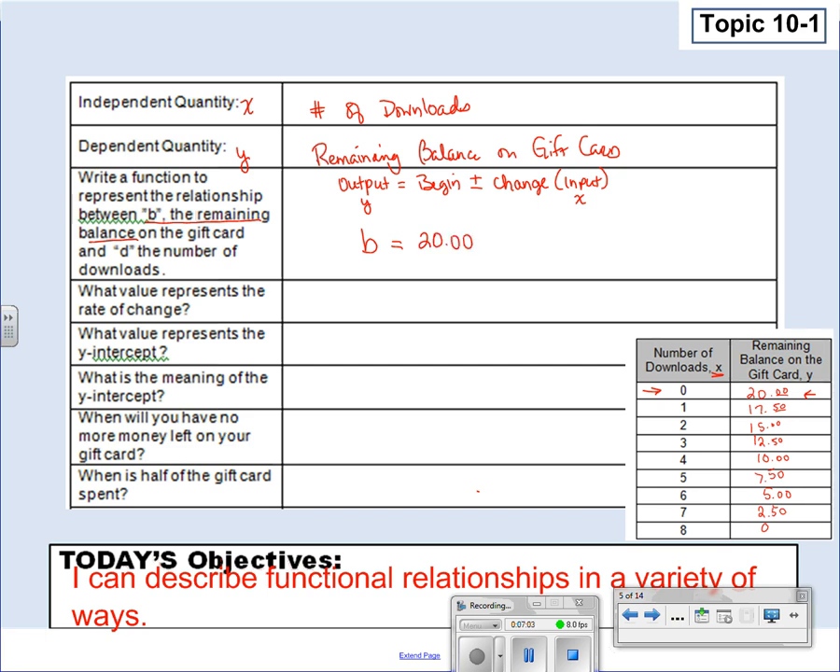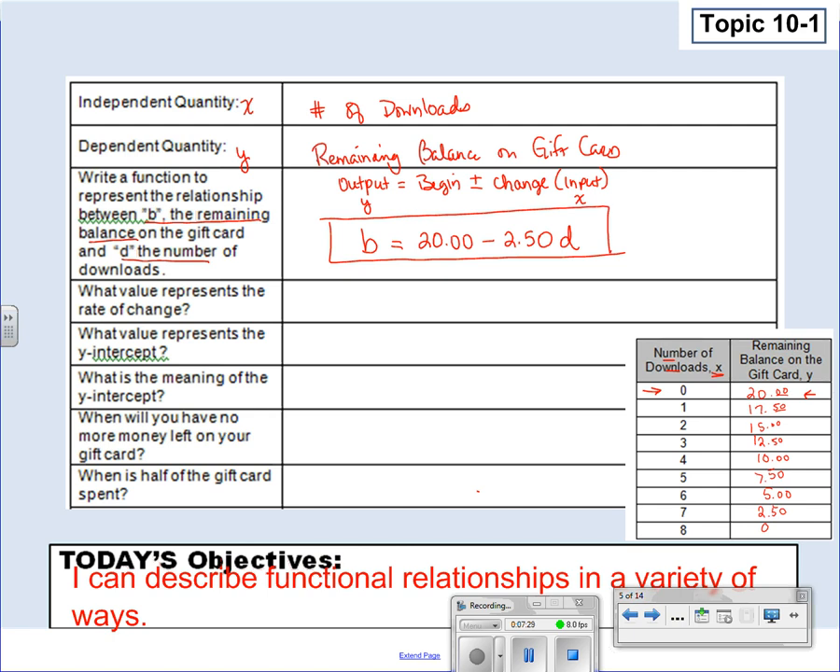And now it changes. If we recall how we filled in our table, it changed by $2.50, but I took it away, or subtracted $2.50. And then our input is our x's, which represents the number of downloads, and so the number of downloads is going to be represented by the letter D. So our function is B equals 20 minus 2.50D.